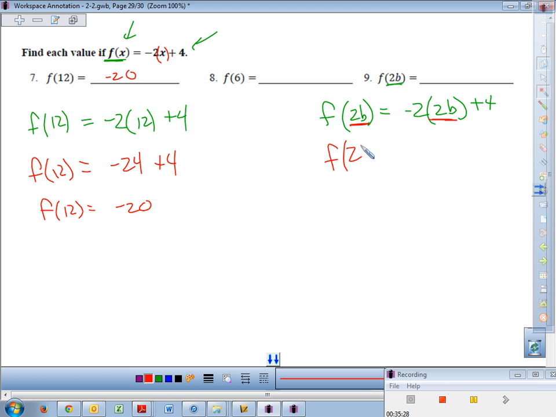Now, this f of 2b continues to come down. Negative 2 times 2b. We could definitely multiply those together. What's negative 2 times 2b? Negative 4b. Plus 4 comes down. Then, are these like terms? So we cannot add them together. That is our answer. F of 2b is negative 4b plus 4. Sound all right?